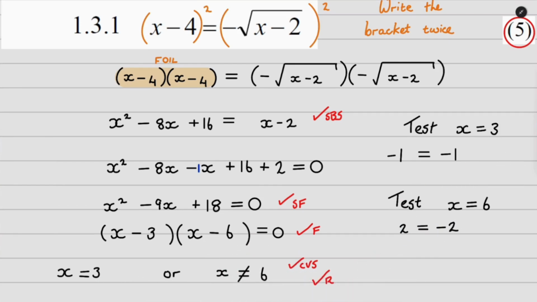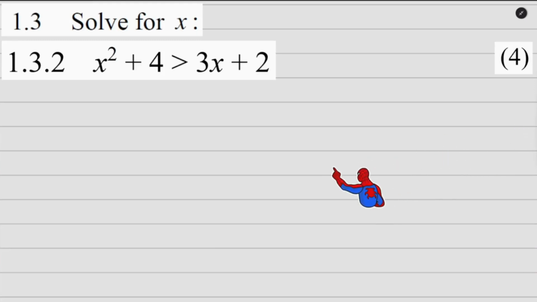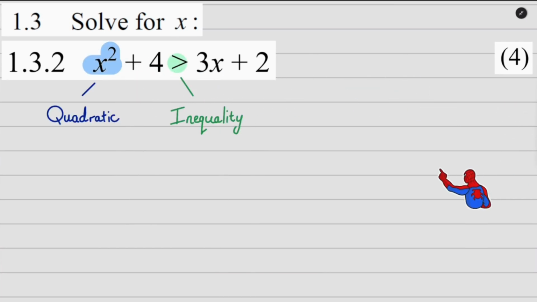In question 1.3.2, we have the quadratic inequality. Yo, but how do you know that, bro? Okay, quadratic, the highest power of x is x squared, and this symbol here is called an inequality. Not a crocodile mouth, an inequality.